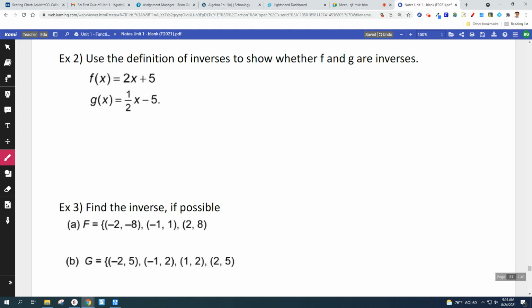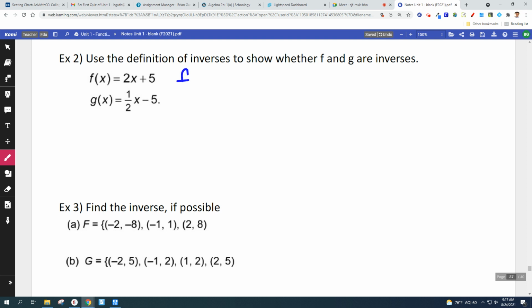And that's what we're going to use for number 2 here. Use the definition of inverses to show whether f and g are inverses. So what we need to do is basically show f of g of x and g of f of x both equal x. We're looking to see that those numbers cancel each other out. We want the 2 and the 1/2 to cancel each other out. The 5 and the -5 are going to cancel each other out if they're inverses.